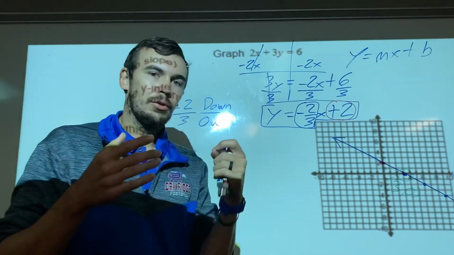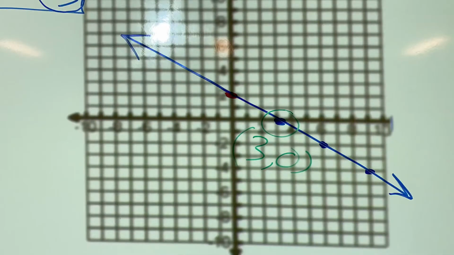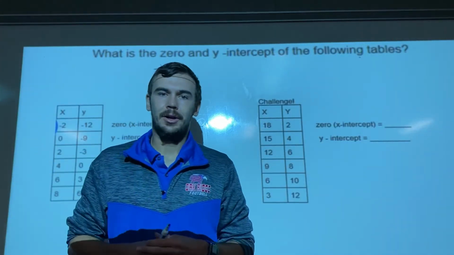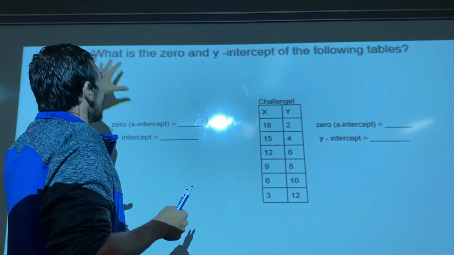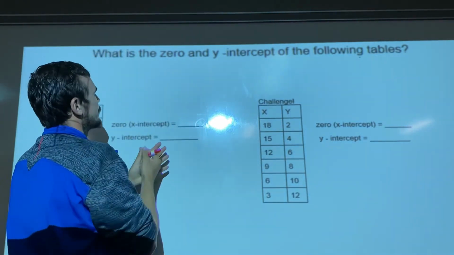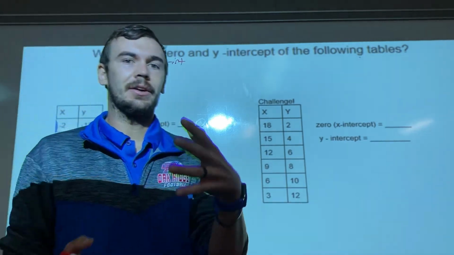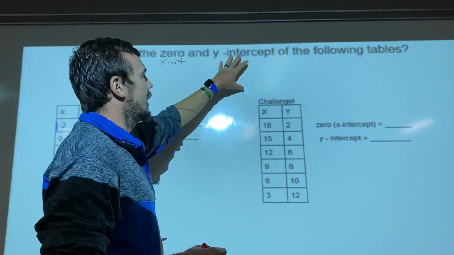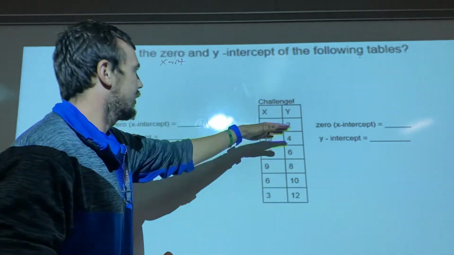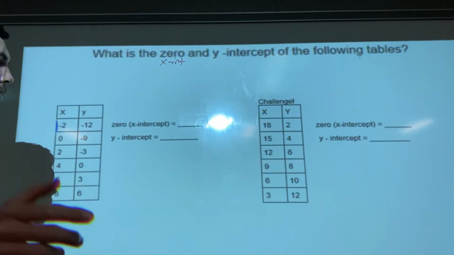All right, we only got one more example left. I hope your mindset's still right. We're about to get into it. All right, our last problem, guys, is the table, all right? It wants us to find the 0, or again, what does that mean? That means our x-intercept, guys. So we need to find our 0, our x-intercept, and our y-intercept of the following tables, all right? We'll leave that challenge problem to the second one. Let's look here, all right?